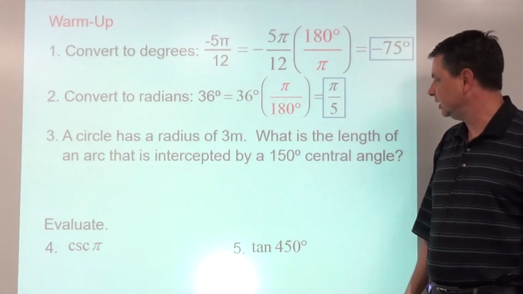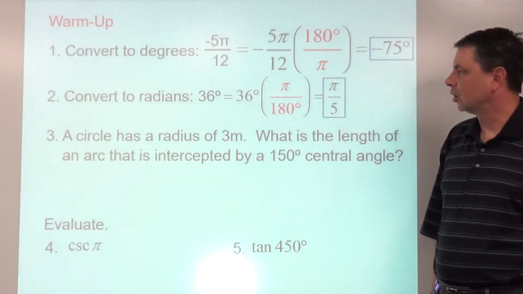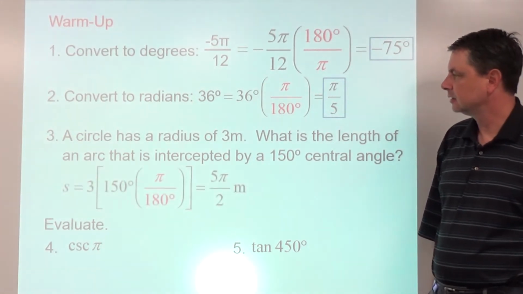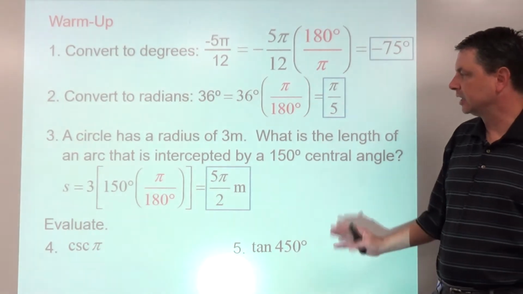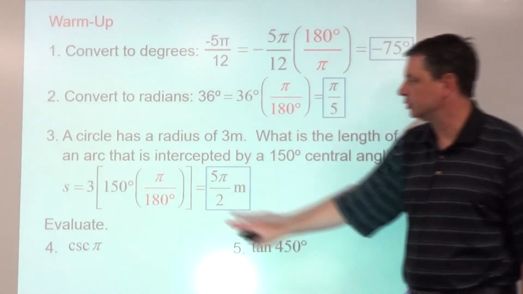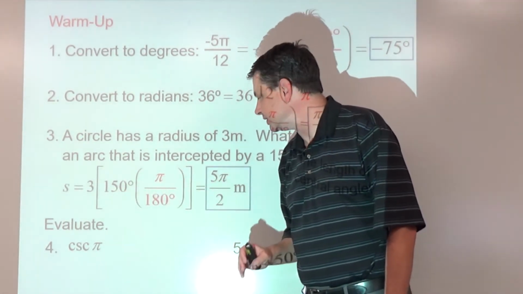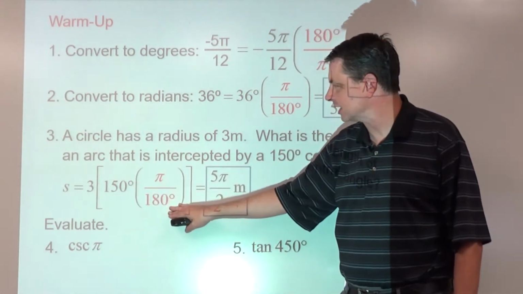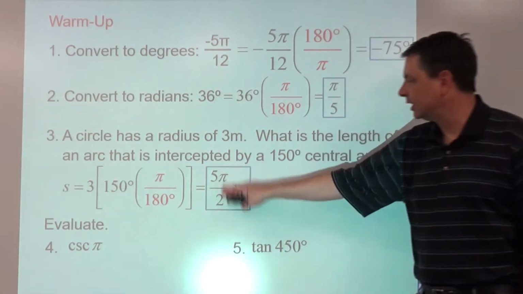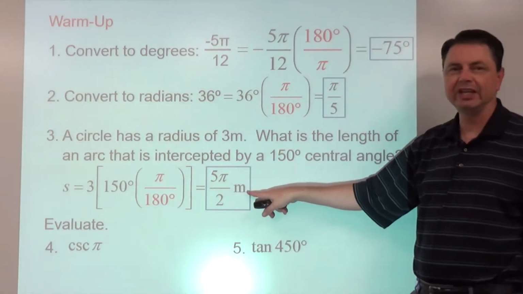Number 3, arc length is radius times theta. Theta does need to be in radians, so we do need to convert from 150 degrees into radians. So that would be 5 pi over 6 multiplied by 3 is 5 pi over 2 meters.